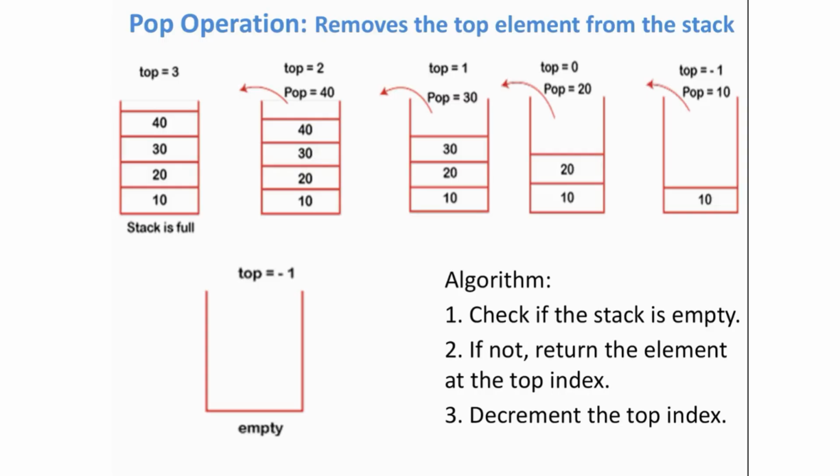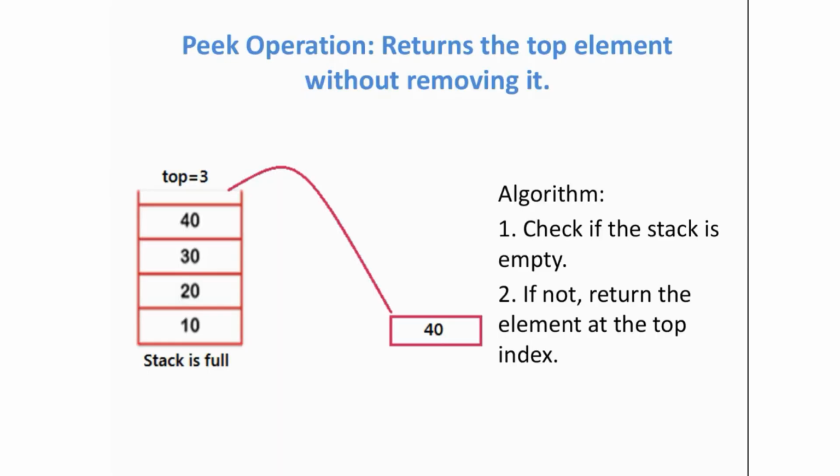So the algorithm for pop operation is check if stack is empty or not. If not, return element at the top index. Decrement top index. Now peek operation. Your peek operation returns the topmost element without removing it. Algorithm is check if stack is empty. If not, return the element at the top index, that is 40.